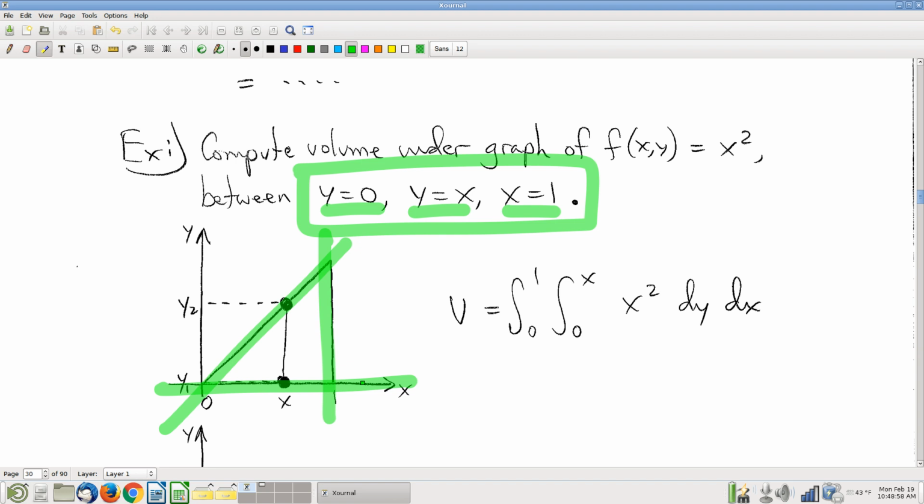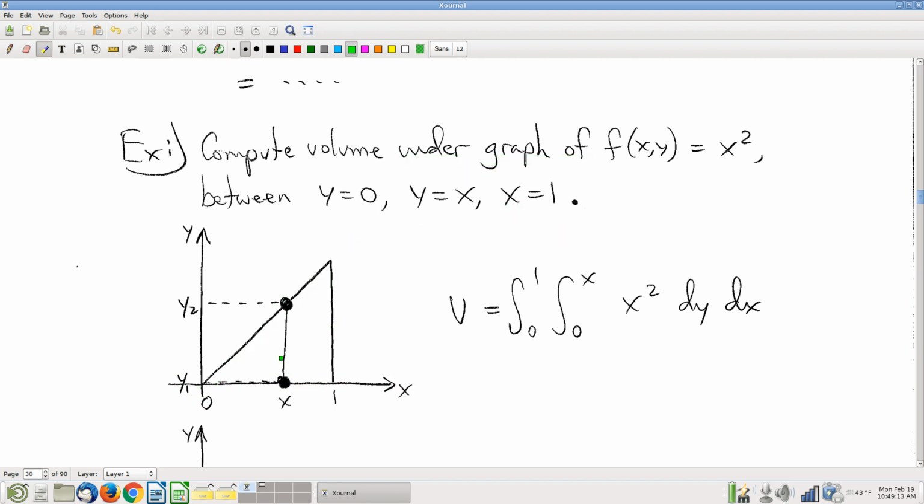This is me being a little bit sloppy here in the context of the class. On an exam, you have to write down volume equals double integral equals, and then write down the iterated integral. All right. Okay, so how do we do this slicing process?